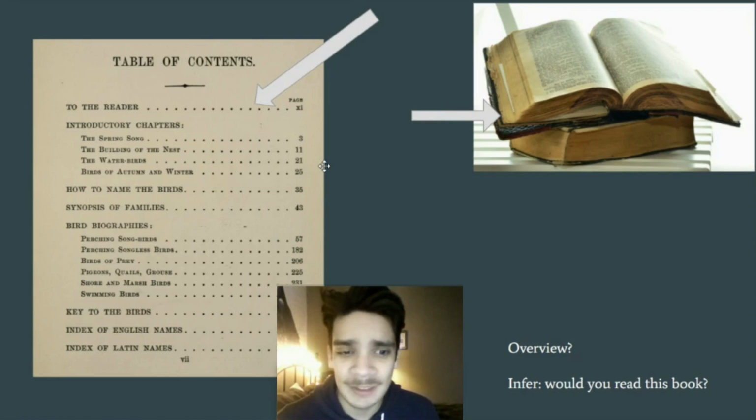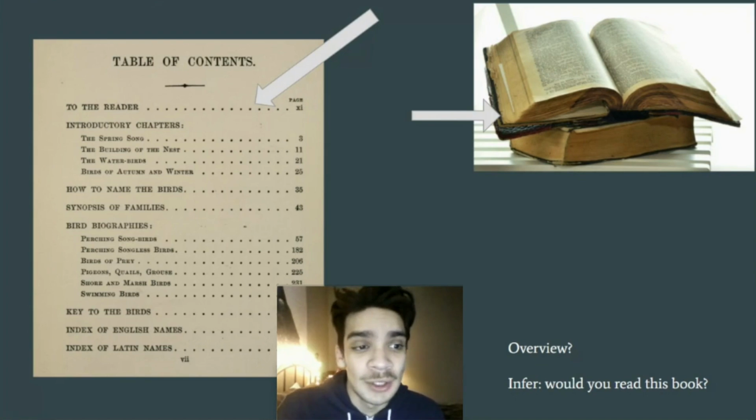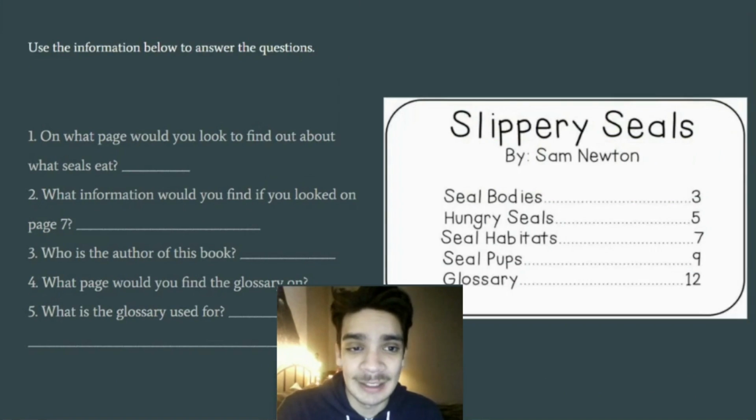So this book isn't for everybody, but the table of contents helps us understand what and where is happening in the book. So for our first practice, we're going to use the information below in this other table of contents for a different book to answer some questions.